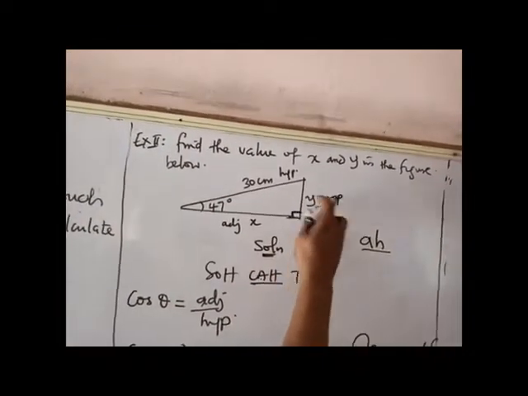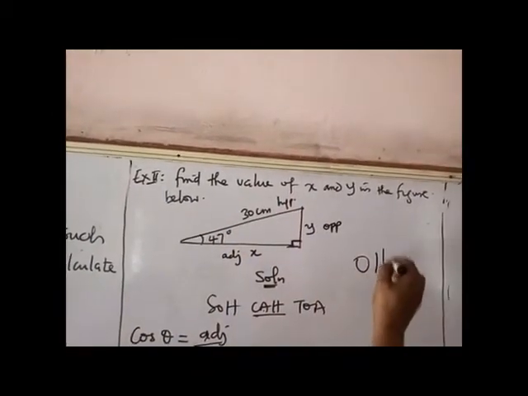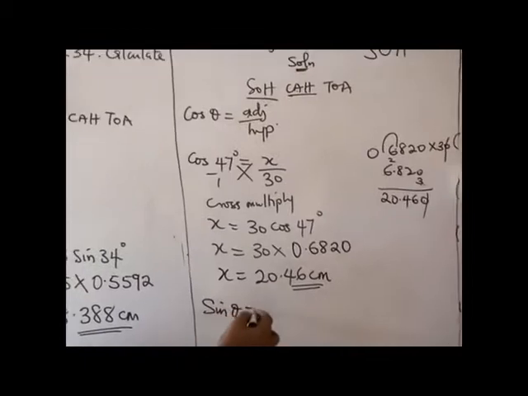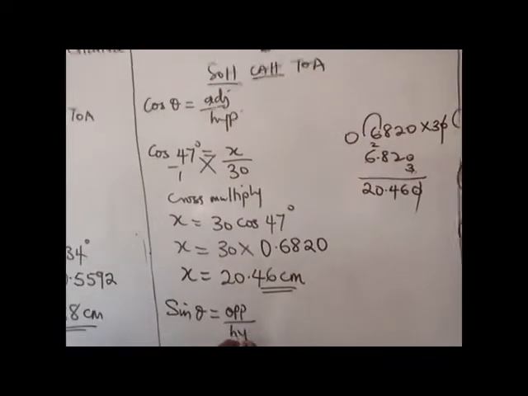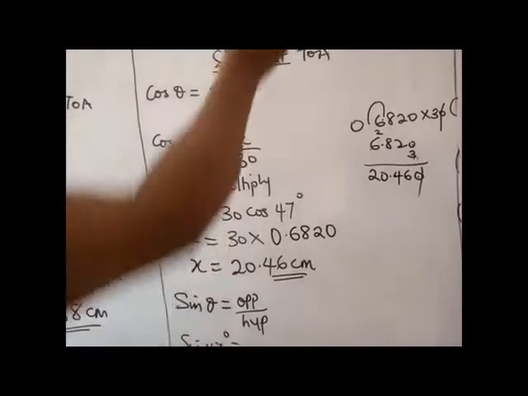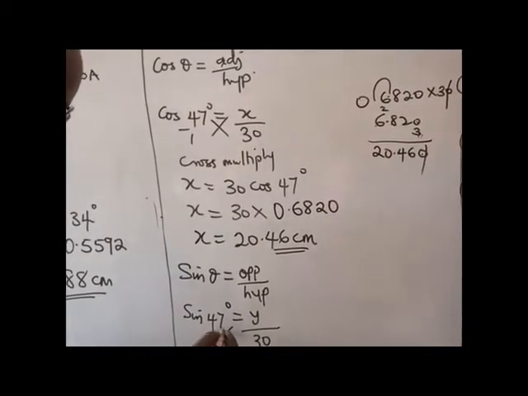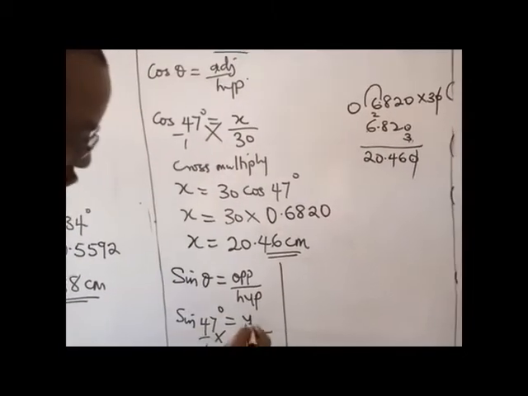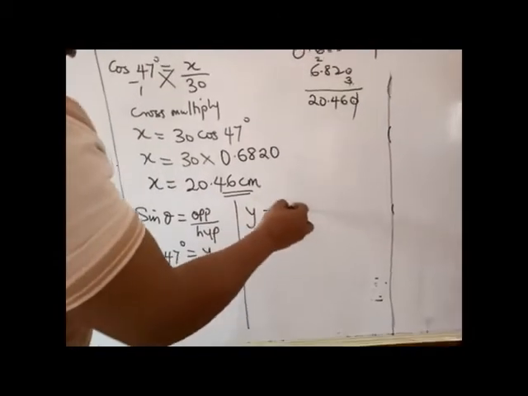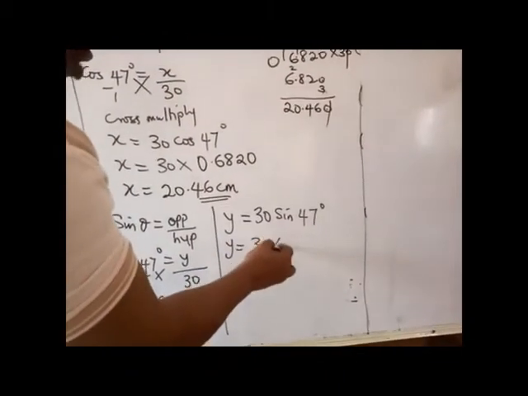Then to get the y in question, y is opposite, and you have hypotenuse, so you are using sine. So you say sine theta equals opposite over hypotenuse. Sine 47 degrees equals opposite, which is y, all over hypotenuse, which is 30. Cross multiply. That will give us y equals 30 times sine 47. So what is sine 47?